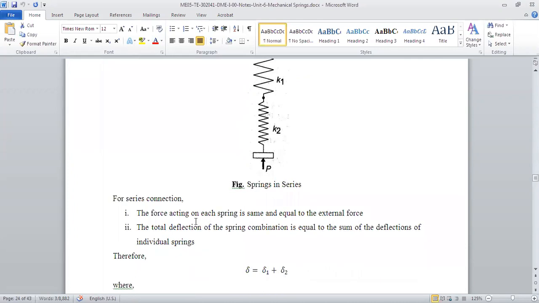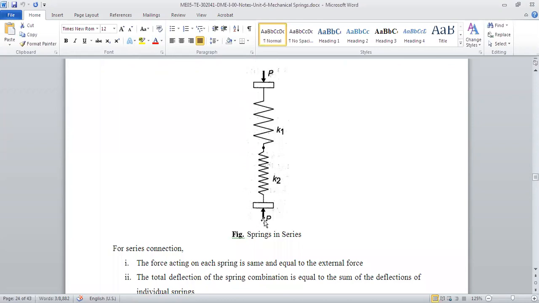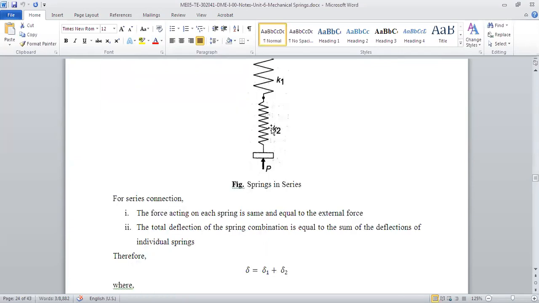Now what happens in the series case? We are assuming that the force acting on each spring is the same and is equal to the external force. Means what? We are applying external force P. It may be a compressive force or tensile force, it can be any kind of force. But because these are in series, the force is uniformly transferred from one spring to the other end. So P will have an equal and opposite reaction on the opposite side. So in the case of series springs, the force is uniform, or the same.